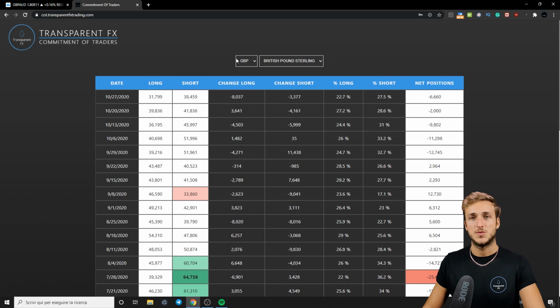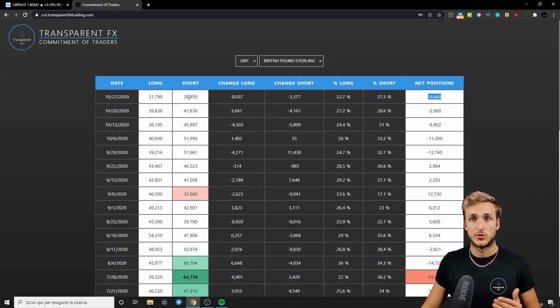Now, starting from the GBP, what we can see is that with the last report, hedge funds have been decreasing their net positions. In fact, we went from having minus 2K net positions to having minus 6.6K net positions. So we haven't seen any kind of longing. Actually, we have seen the net positioning shifting to the negative side.